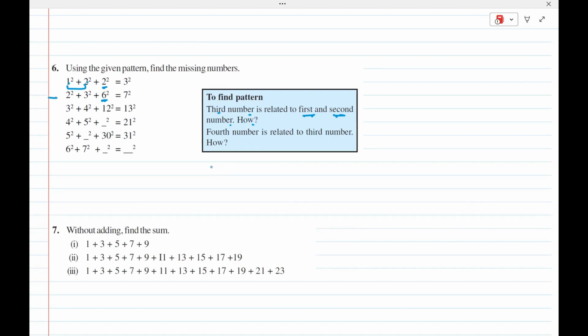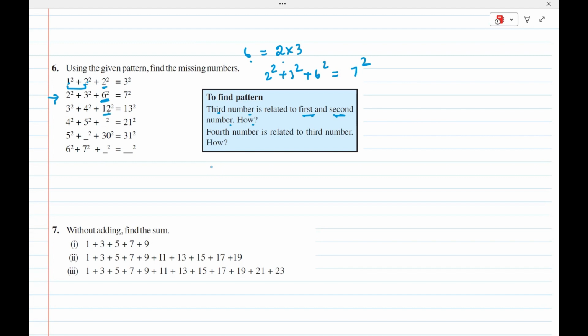But when I move to the second pattern, I can see the third number, which is 6. Its prime factorization is 2 into 3. The consecutive numbers are 2 and 3, and their squares mean 2 square and 3 square. Adding that third number's square will give you the next higher, that is 7 square. Correct?